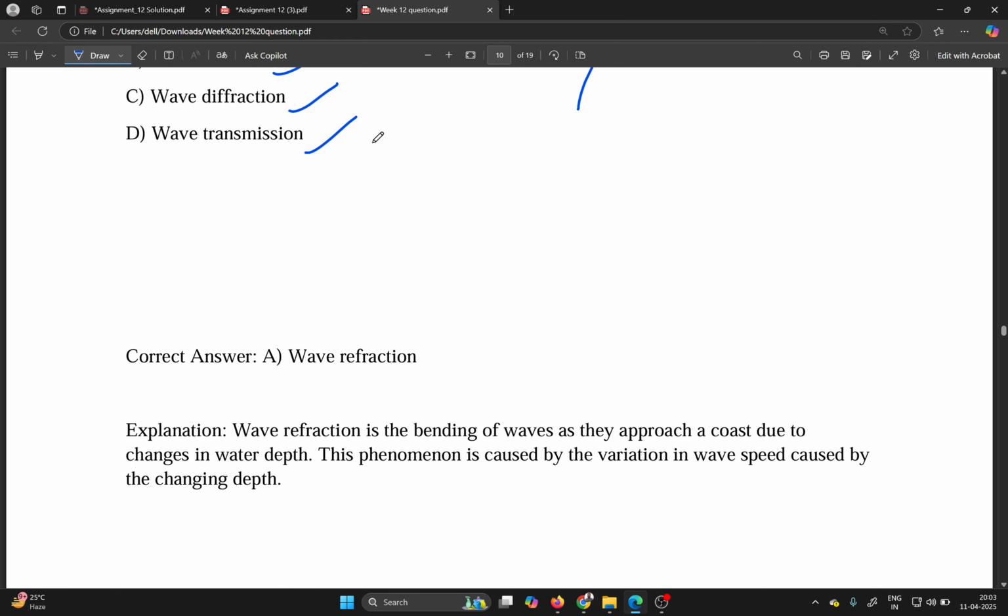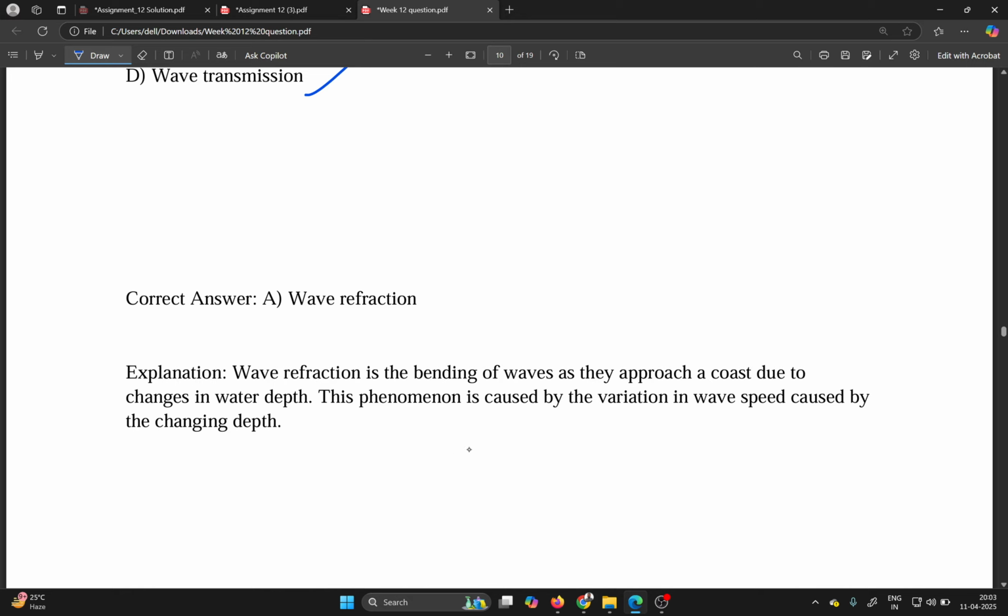The wave refraction phenomenon occurs. Wave refraction is the bending of waves as the wave approaches the coast due to change in water depth, and this phenomenon is caused by the variation in speed caused by the changing depth.